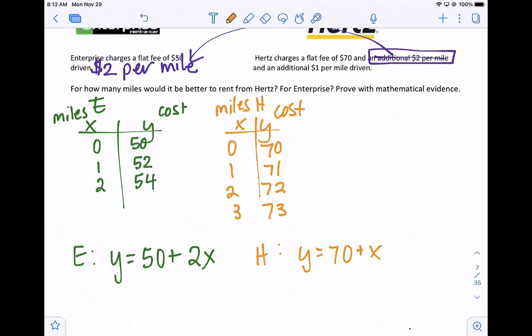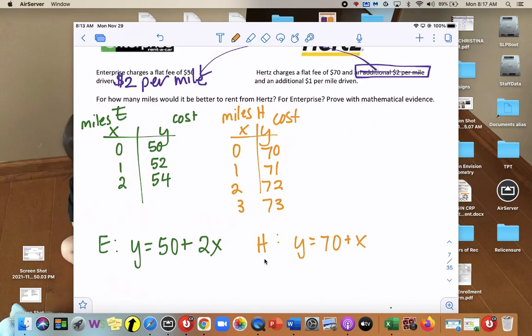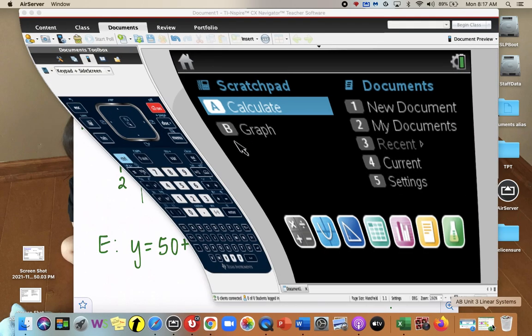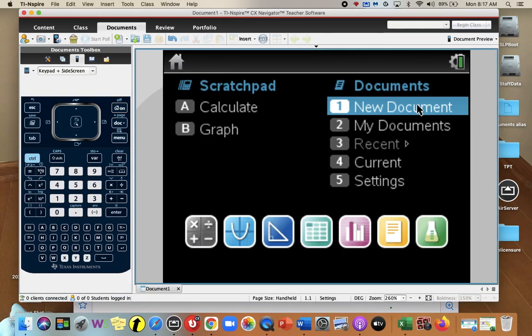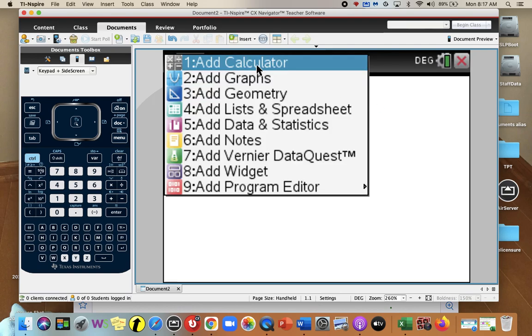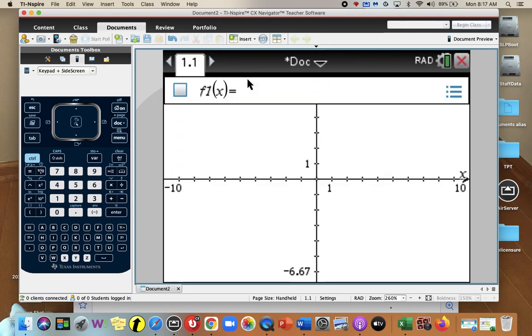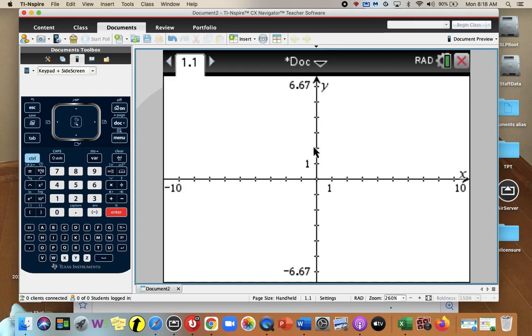What we can do is graph this and see what that looks like. I'm going to show you two ways to graph this. First, on our graphing calculators at school. We'll open a new document, add a graph page, and just type them in. So f1 of x, let's make that Enterprise. That started at $50, plus $2 per mile. We're going to graph it, and notice we don't see anything yet, so we'll get to that.